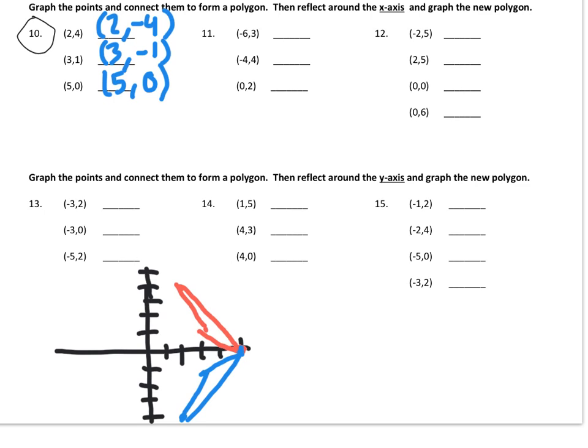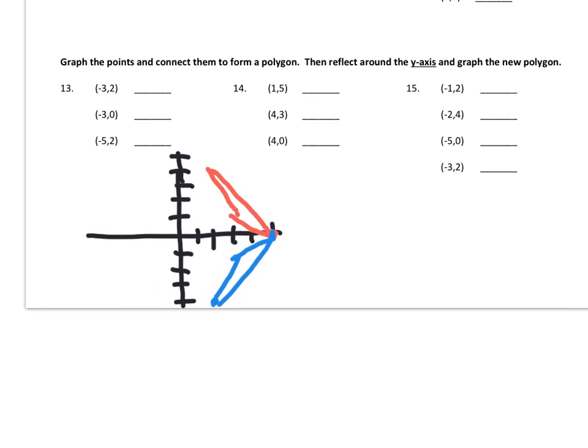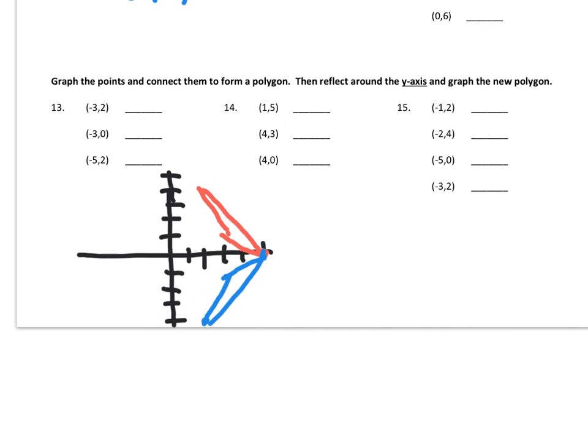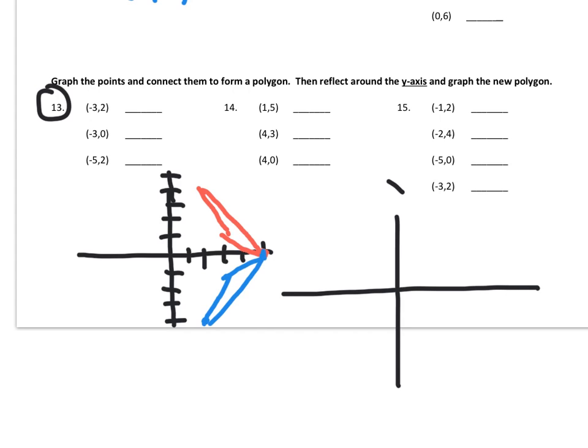Now let's look at a reflection over the y-axis. So we'll do number 13. Alright, so we'll draw 13 over here. We want to plot those 3 points again, and then reflect it over the y-axis, our vertical axis.